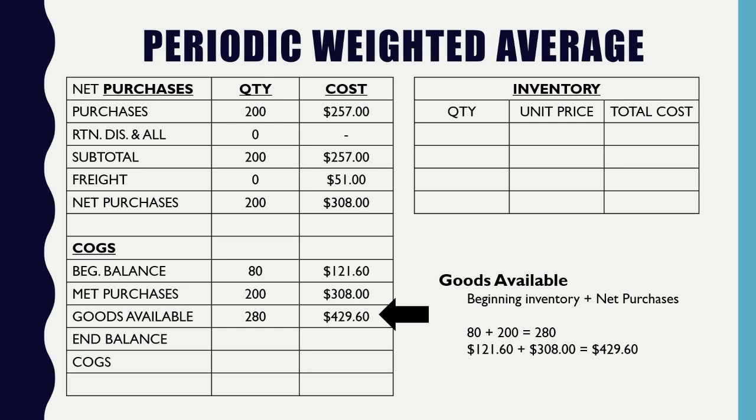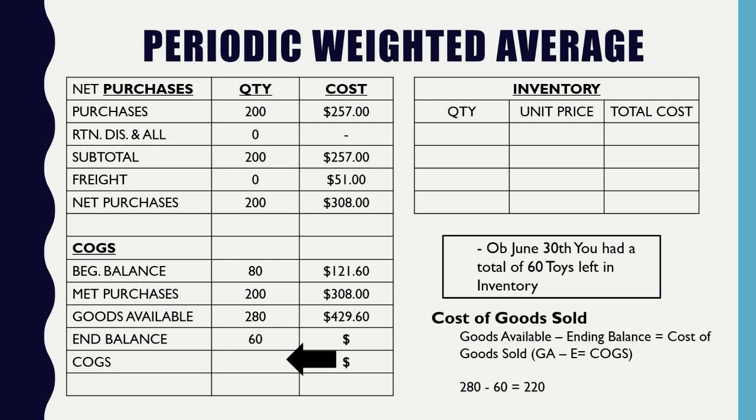So in this case, I'm going to plug it into the inventory section for my workspace, right? If I have 280 units at $429, okay, then I'm going to plug it up here, and then we will solve for the average cost in a bit. In this case, I also have information here that tells me that on June 30th, you had a total of 60 units.